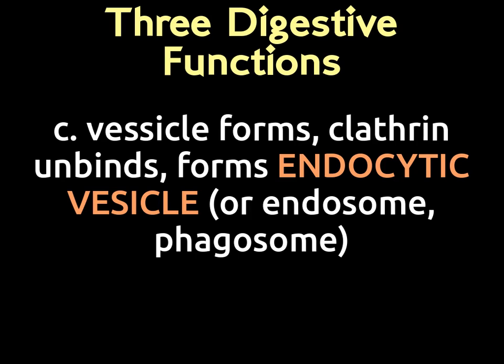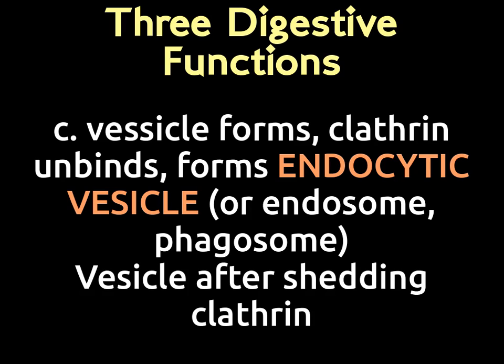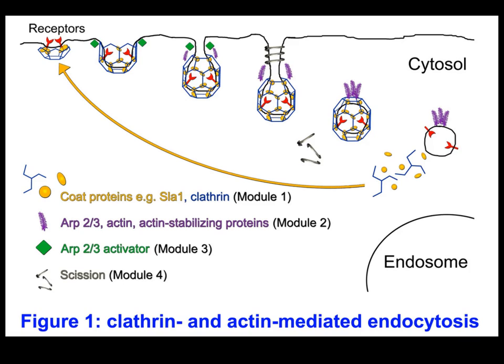But when we're talking about receptor-mediated endocytosis, we're going to be talking about a thing called an endosome. And then it's only really called a vesicle after shedding the clathrin. It's kind of a nascent vesicle before that. So this is kind of giving you an idea.